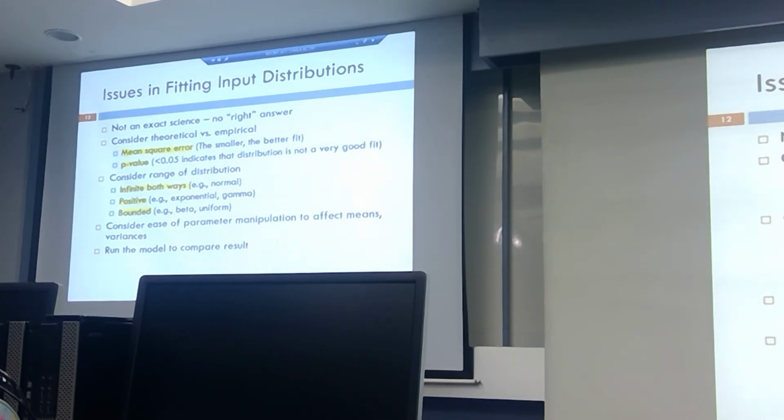Okay. If you take a look at the mean square error and the p-value, and you have, let's say, two distributions that you think are equally good, and you're not sure which one you're going to choose, one way to do it is just running the model with each distribution and comparing the result. Which one gives you a better result, in terms of the result being closer to the real system. For example, you have triangular and uniform. You're not sure which one you're going to choose. So you can just run the model with triangular and run the other one with uniform and see the result. So you can just do a straight comparison like that.